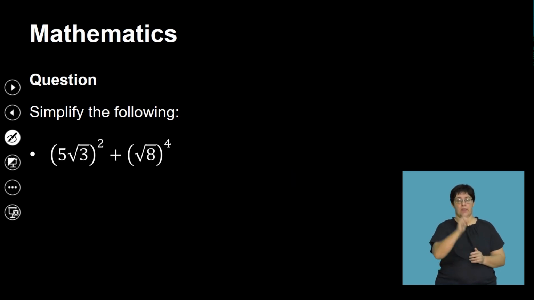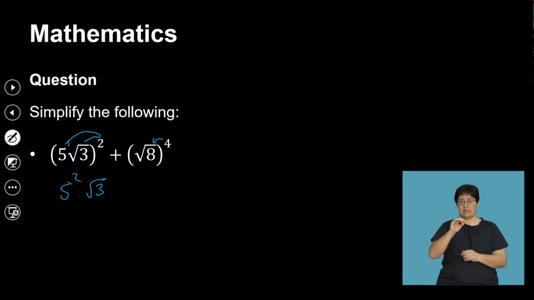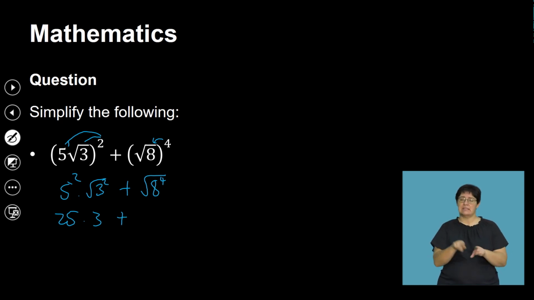Another one will be, remember the first law we looked at, we said we distribute this, even that we distribute it there. So this will be 5 squared. Remember the operation in between there is multiply, and this will be the square root of 3 squared, and then plus this will be the square root of 8 to the exponent of 4. And 5 squared we know is 25, multiplied by the square root of 3 squared will be 3, and then plus, so here I will have this the same as raised to an exponent of 1 over 2, so it will just give me 8 squared.